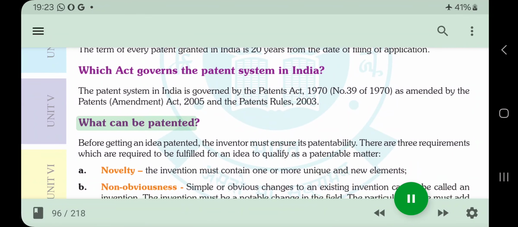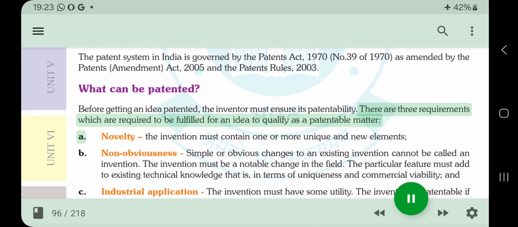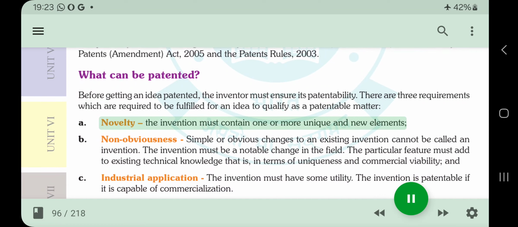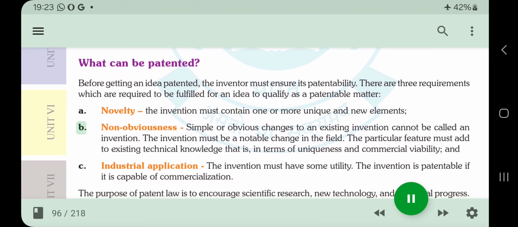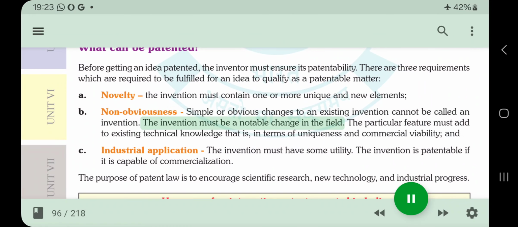What can be patented? Before getting an idea patented, the inventor must ensure its patentability. There are 3 requirements which are required to be fulfilled for an idea to qualify as a patentable matter. A. Novelty. The invention must contain one or more unique and new elements. B. Non-obviousness. Simple or obvious changes to an existing invention cannot be called an invention. The invention must be a notable change in the field.